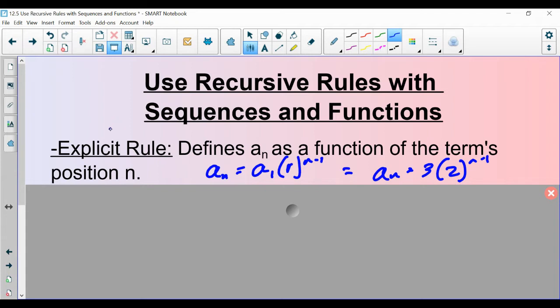Everything from 12.1 through 12.4 has been explicit rules. I want to know the 10th term, I plug in 10. I want to know the fifth term, I plug in 5 into the rule.